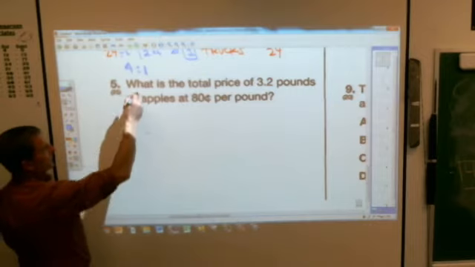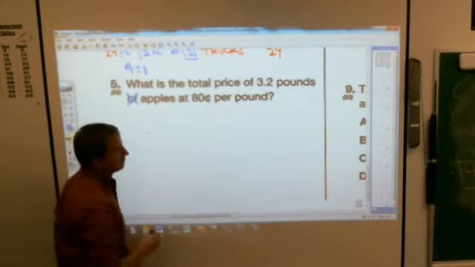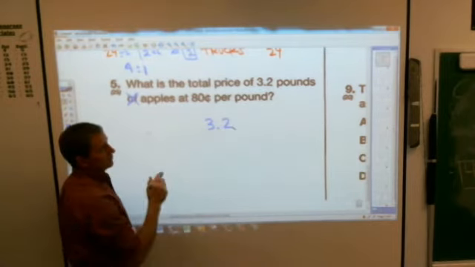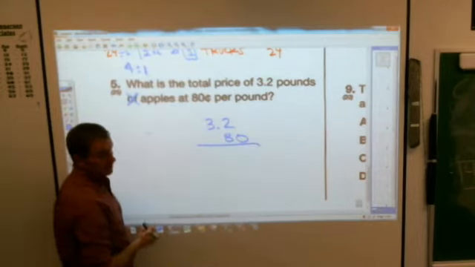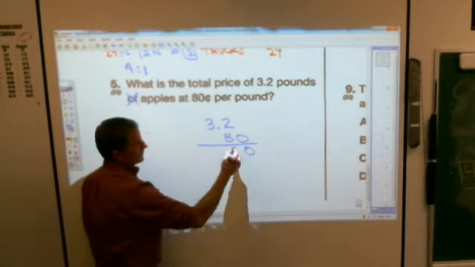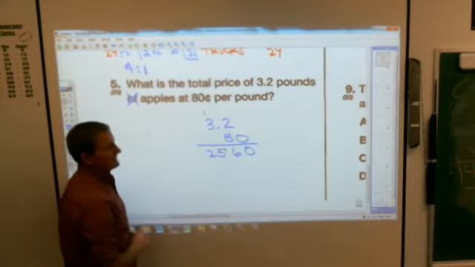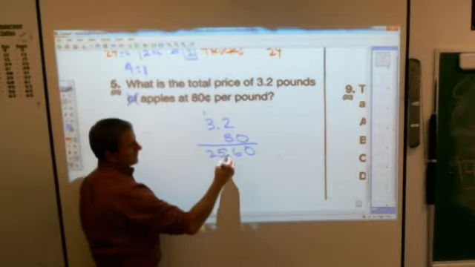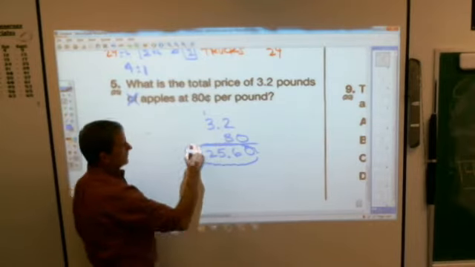And here's the key word there, Chloe. 3.2 pounds of apples at 80 cents per pound. What type of problem is it? Yeah, so you're just taking 3.2 times 80 cents. Now here's what you have to remember. If you multiply by 80, your answer will still be in cents, which is fine. You need to change it to dollars. 8 times 2 is 16, 8 times 3 is 24, plus 1 is 25. This is how many cents, and we don't ever say, please pay me 2,560 cents. You need to change it, put the decimal there, and make it $25.60. Just the multiplication.